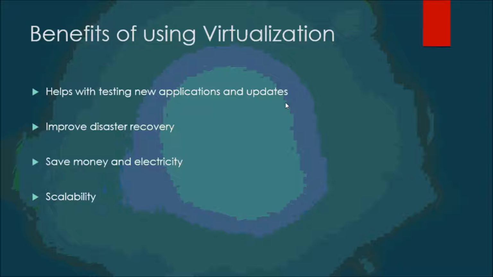You can test a new application, and then if everything works perfectly without any problem, you can then install it on the actual machine. Again, it improves disaster recovery, because you can clone it. You can back it up. You can use backup. Again, backup comes in vCenter Server, ESXi.